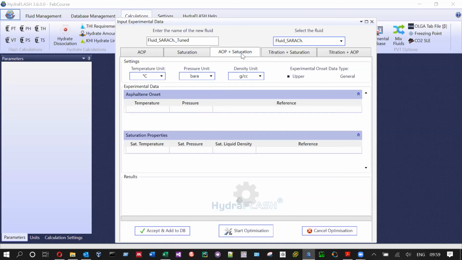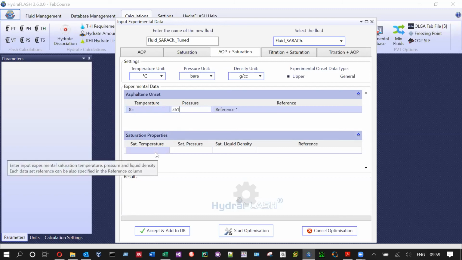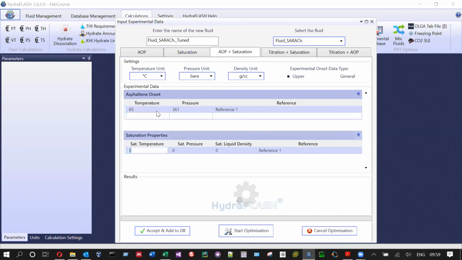Because for this case I have onset, saturation properties and AOP, I use this option, and then I enter the properties here. Temperature is 85. Pressure is 361. This is the upper onset, and for the saturation property, temperature is 113 and saturation pressure is 327, and yeah.